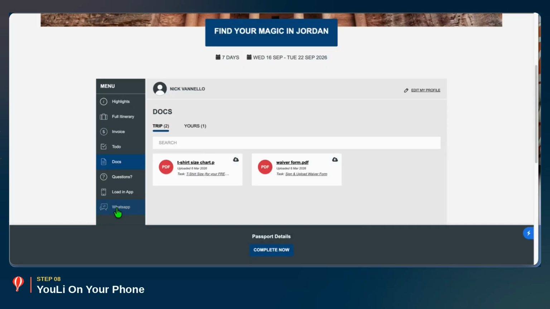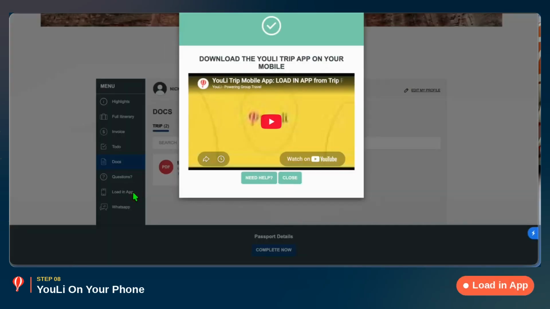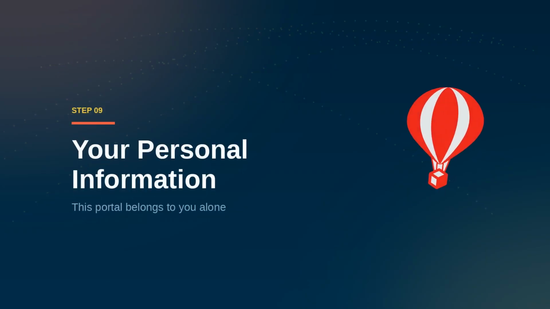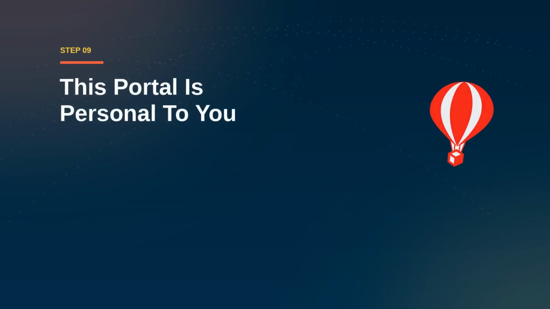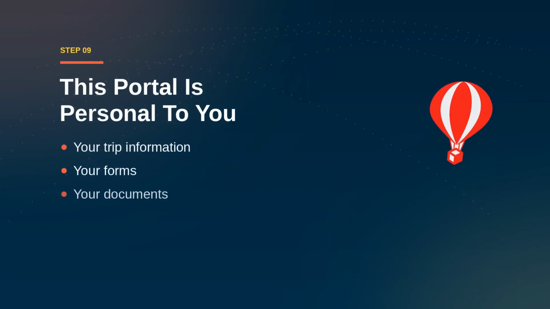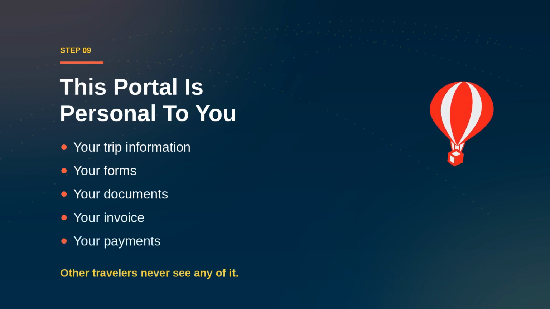YouLi also has a mobile app. If you see the Load in App option, you'll be able to access your trip information from your phone, which is especially handy once you're traveling. One important thing to remember is that this portal is personal to you. You're looking at your trip information, your forms, your documents, your invoice, and your payments.